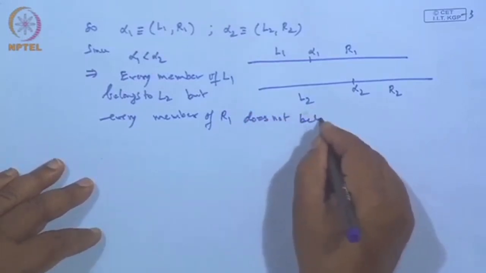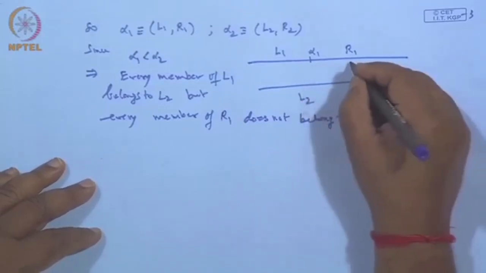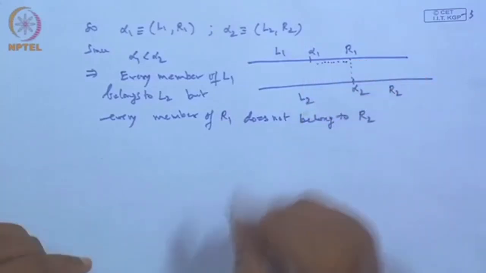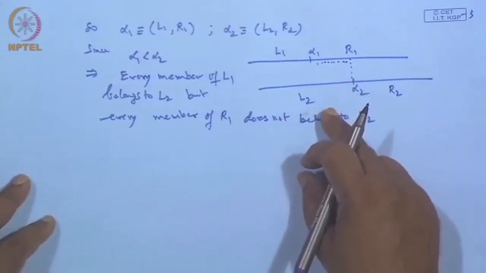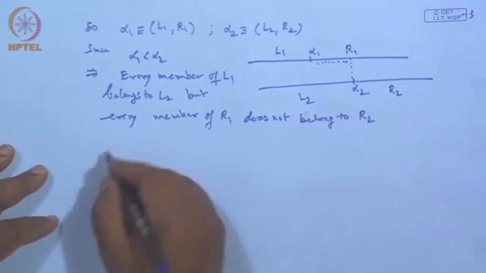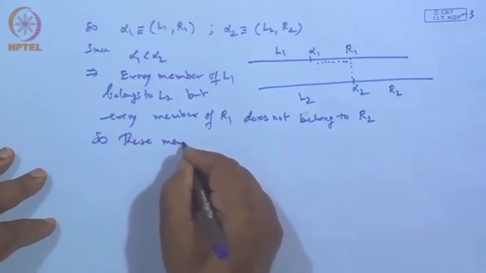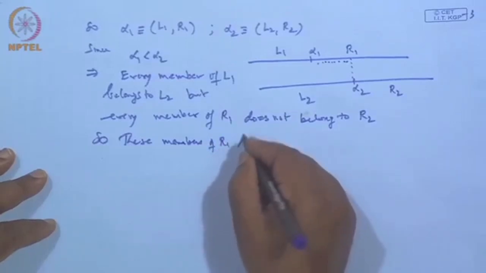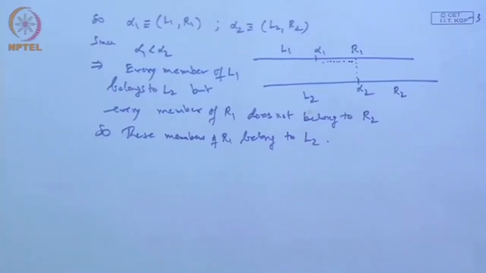does not belong to R 2, because these are the points which are left out, is it not? These are the points which do not belong to R 2, but they are in L 2. So these members of R 1 belong to L 2, is it okay?